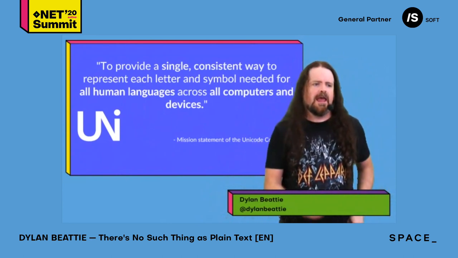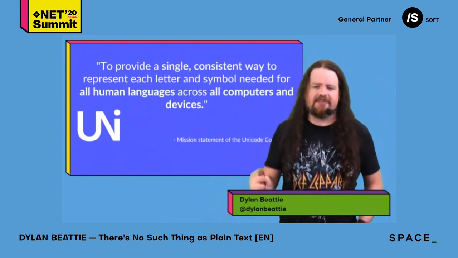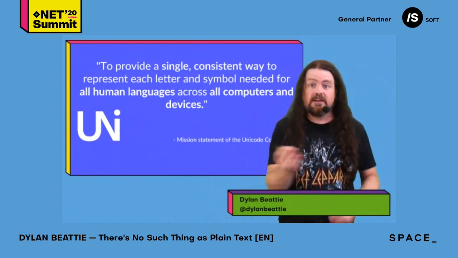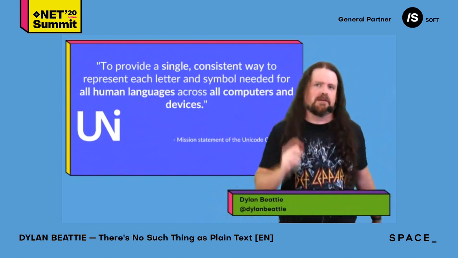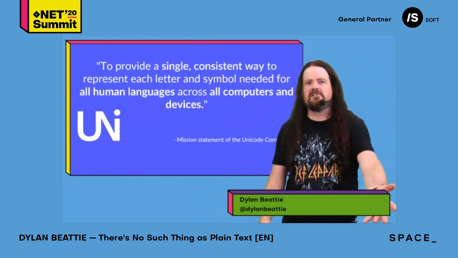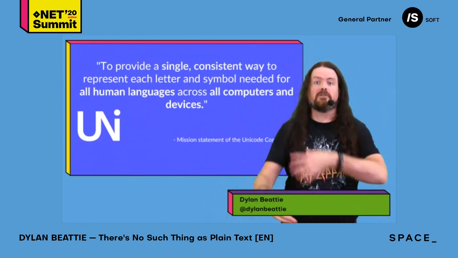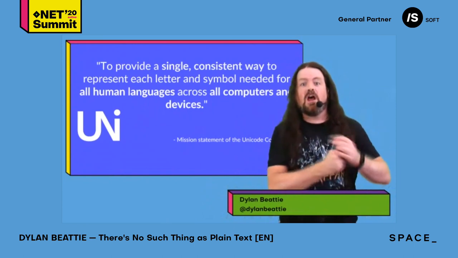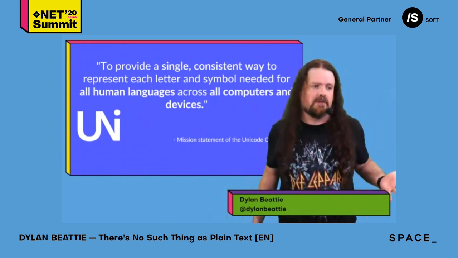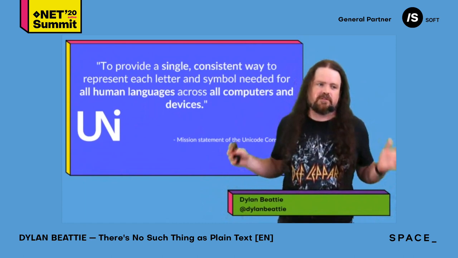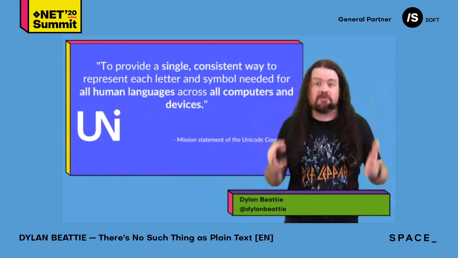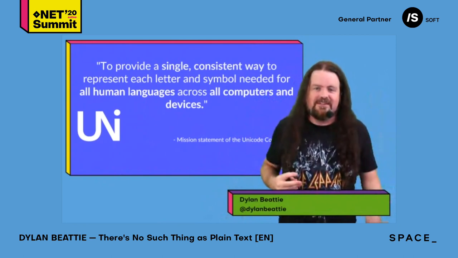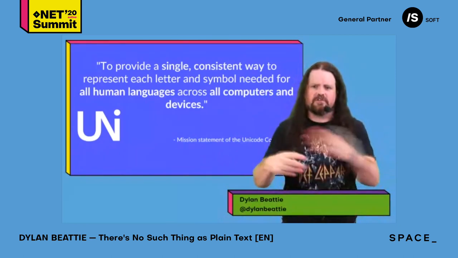First of all, a single way to represent every letter and symbol. They needed to find every letter ever used in every alphabet, not just the ones that were still being used, but also things like Egyptian hieroglyphics and ancient Sumerian, so that Unicode could be used to digitize archaeology and historical documents. All human languages across all computers and devices: that means it's got to be free. It's got to be documented. It's got to be easy to implement. No licensing restrictions, none of that kind of stuff.